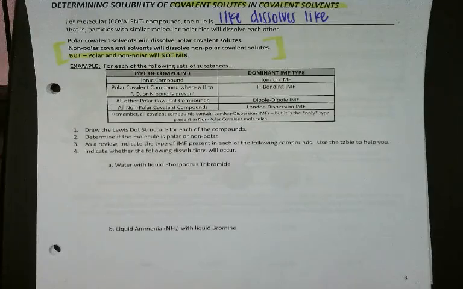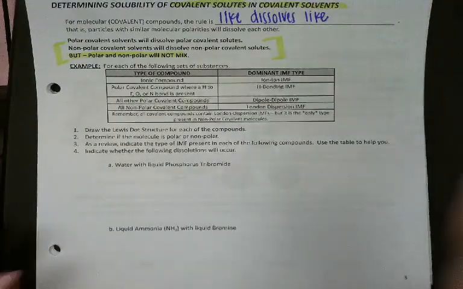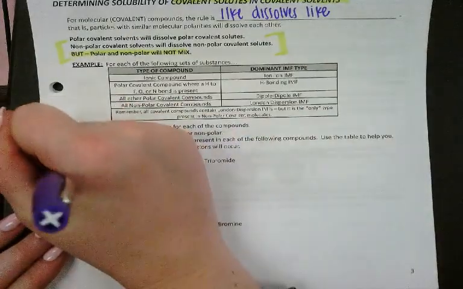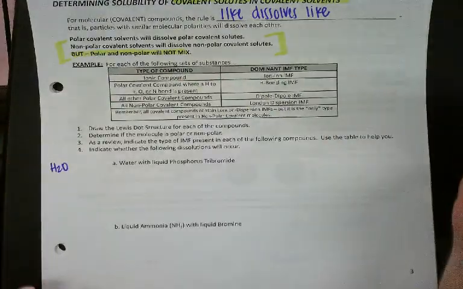We're going to draw a Lewis dot for the compound. We're going to determine if the molecule is polar or nonpolar. We're going to then review what the dominant IMF would be for that compound. And then we're going to figure out if the following dissolution will occur, meaning, will this dissolve? Okay? So, we have water, H2O.